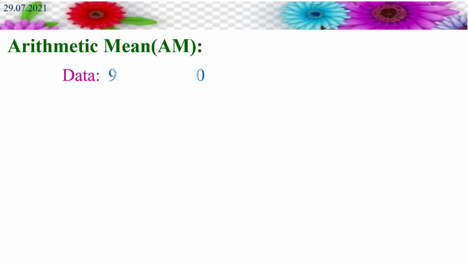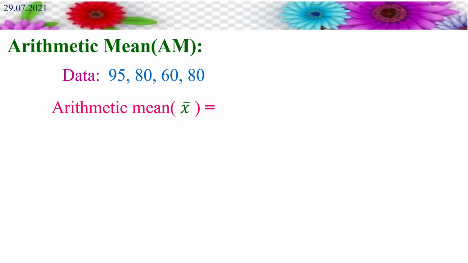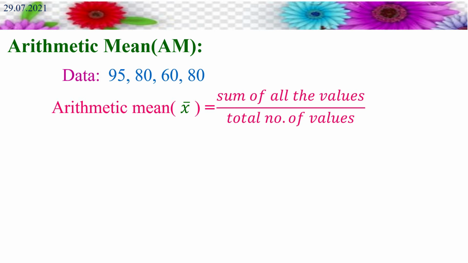The given data is 95, 80, 60, 80. Let us find arithmetic mean for the given data. The short form of arithmetic mean is x bar, which is equal to sum of all the values divided by total number of values. Mean, which is x bar, is equal to sigma x by n. This is the formula for mean.